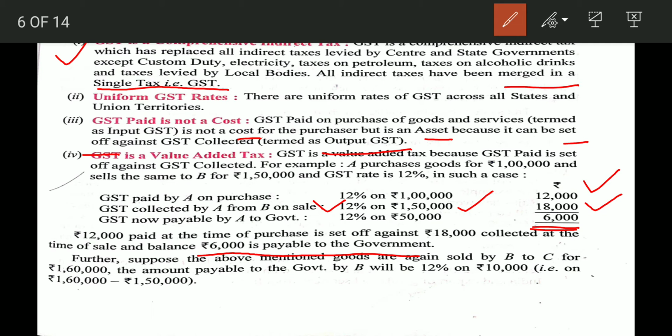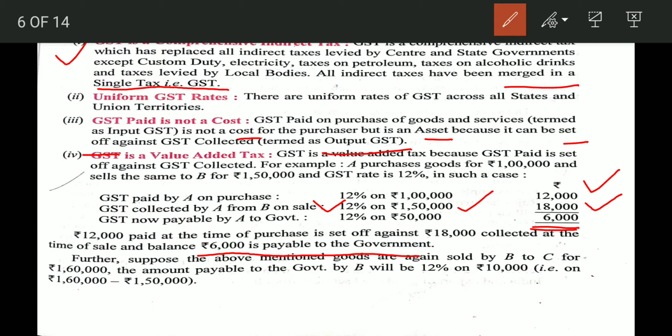Further, suppose the above mentioned goods are again sold by B to C for 1,60,000, the amount payable to the government by B will be 12% on 10,000.